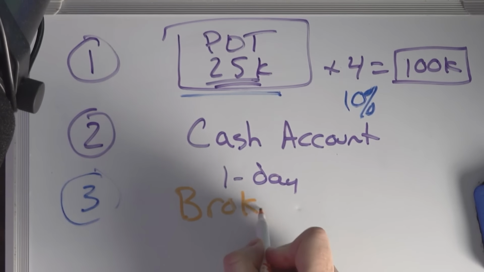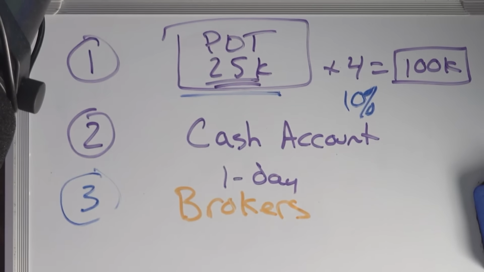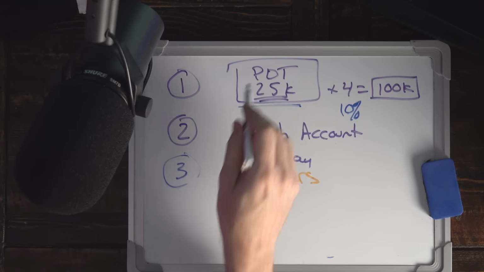So would it surprise you to learn that not all brokers enforce the PDT rule? That probably would be surprising. So as it turns out, the PDT rule is enforced by all US broker dealers. So Charles Schwab, Fidelity, E-Trade, Robinhood, Webull, all of them enforce the $25,000 PDT rule.